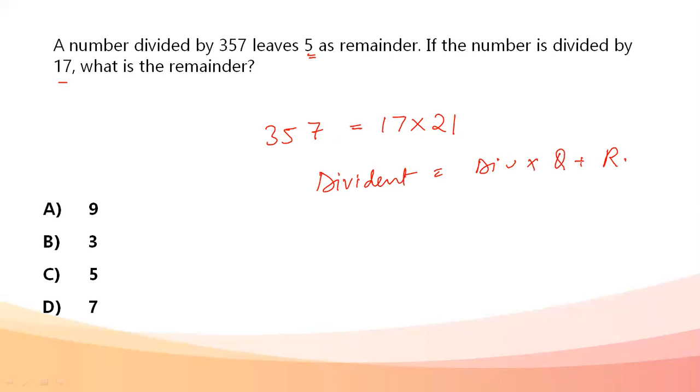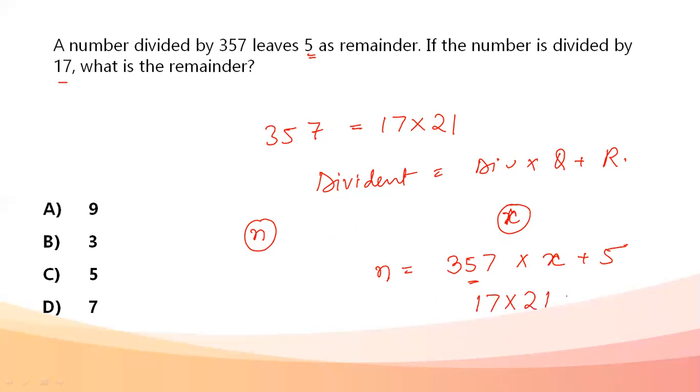So let's say the number we're looking for is n and the quotient is x for the time being. So my n is 357 into x plus 5. Now the number is divided by 17. What is the remainder? 357 I can write as 17 into 21, so n is 17 into 21 into x plus 5.